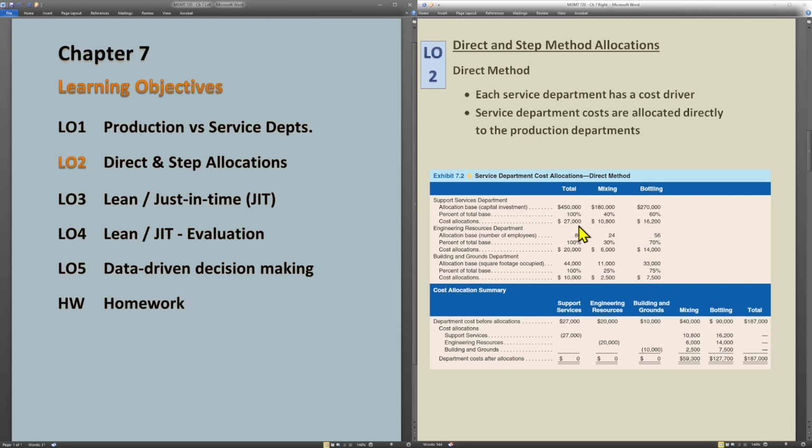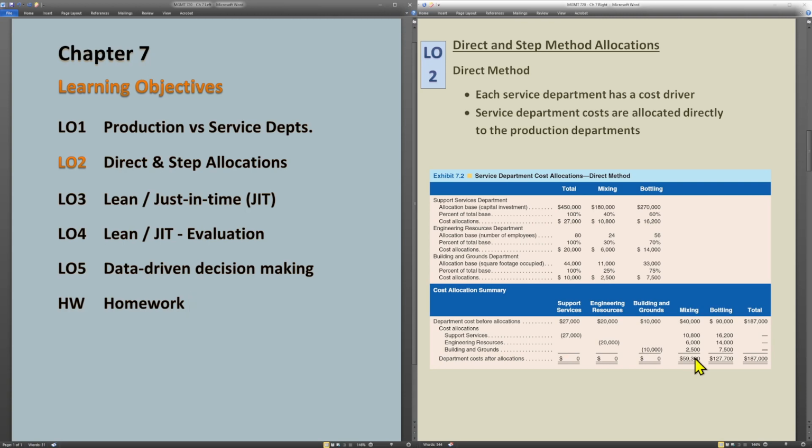That's how you're going to split the cost of that department between the two production departments. And each one has its own allocation base, and therefore you have to figure out the split slightly differently for each one. But in the end, this is what you need to have. You need to move this 27, this 20, and this 10 over to these two departments in, I don't want to call it fair, but an accurate way, right?